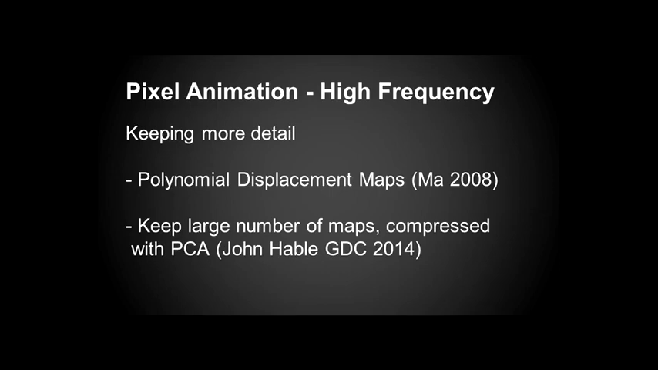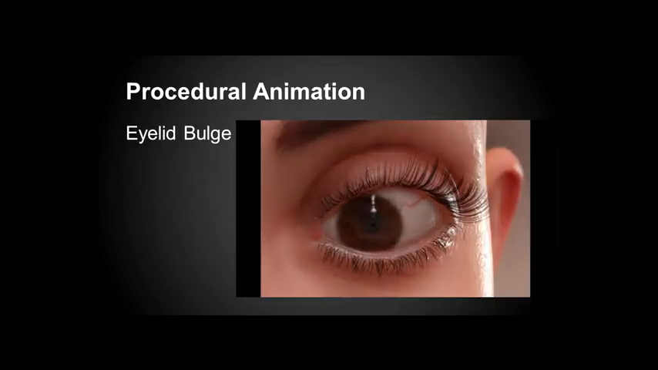Another way to do this is to keep a lot more maps. For example, keeping 1 map per shape would be the ultimate. And if you want to reduce the size of all these maps that are perfectly aligned, you can run PCA and just keep the largest components of these maps. Those are just two different ways to keep more detail.